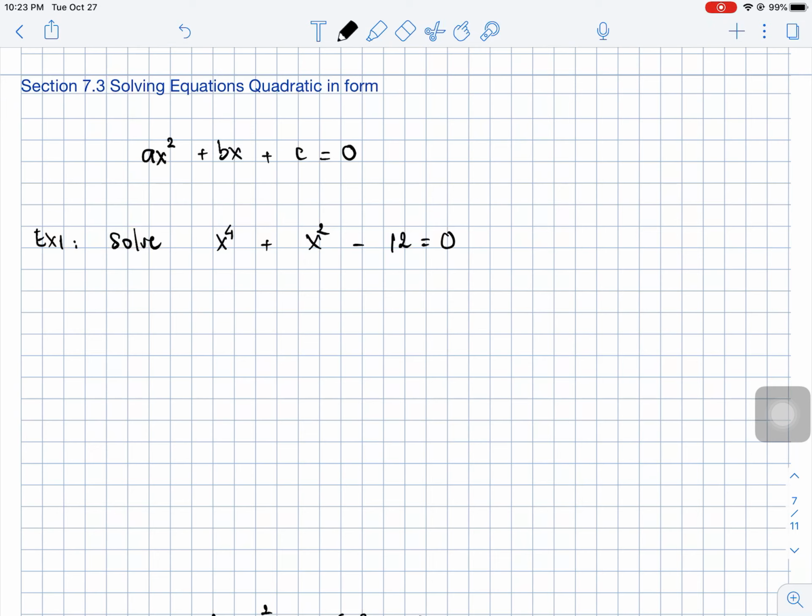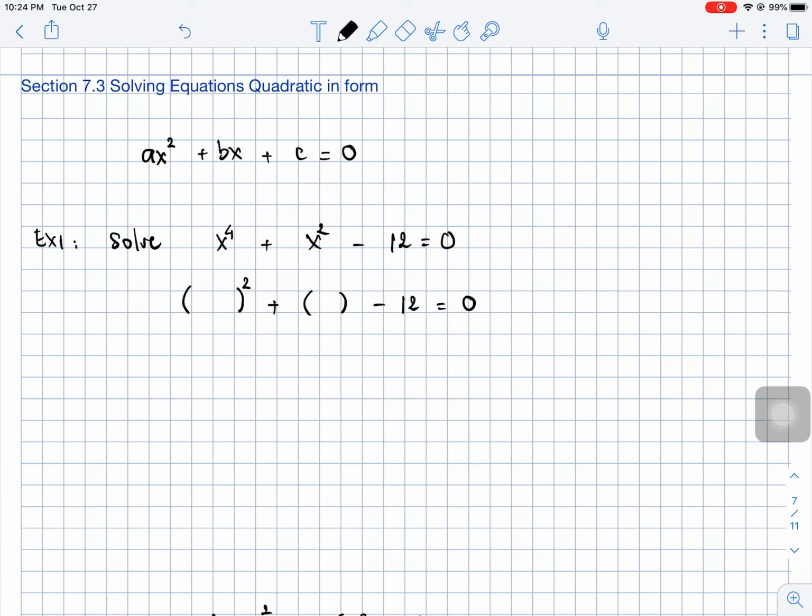Section 7.3, solving equations quadratic in form. We learn that a quadratic equation is ax squared plus bx plus c equals 0, where a, b, c are real numbers. And we have three ways to solve this: factor, quadratic formula, or solve by completing the square. But we need to have one side 0 and the other side in the form of a square.